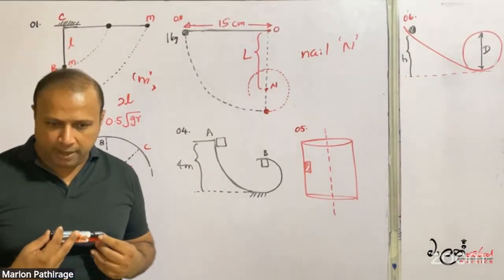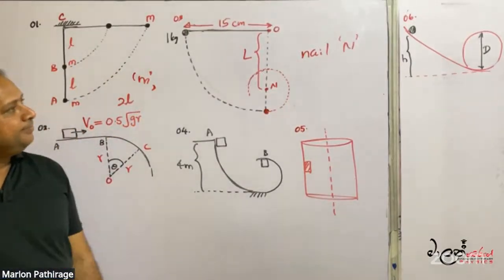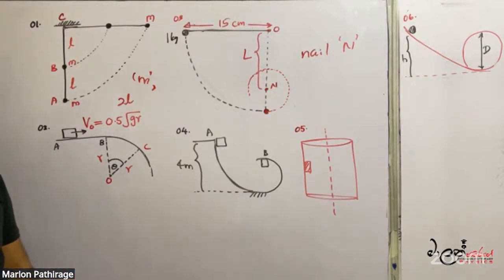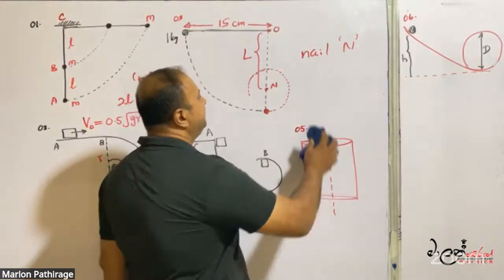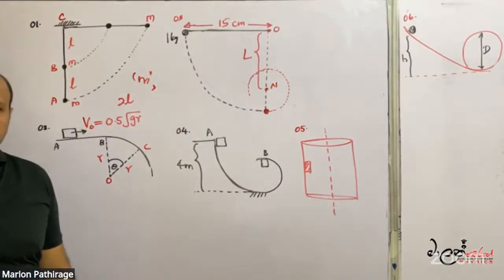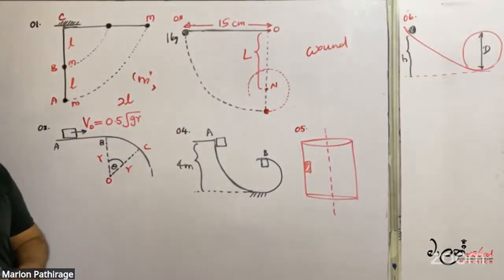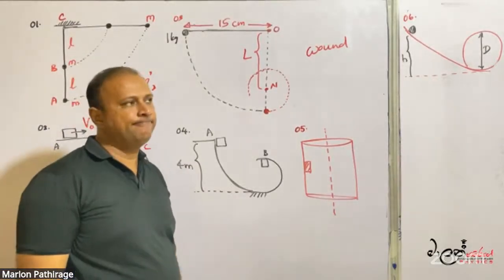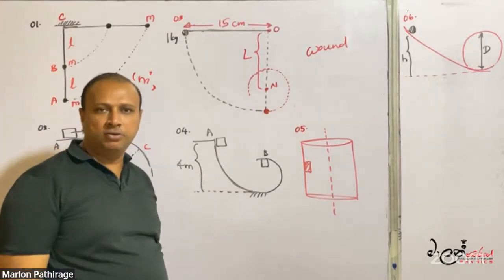Find the minimum value of capital L so that the string will be wound around the nail.